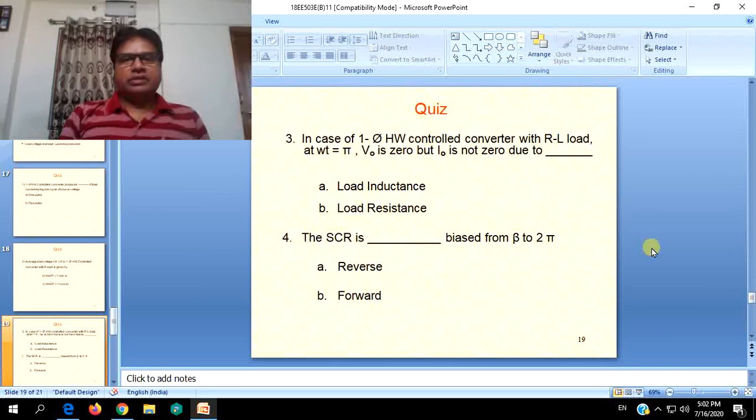In case of a single phase half wave controlled converter with RL load, at omega t equal to pi, V0 is 0, but I0 is not 0 due to, obviously, it is straightforward, which you should never forget, this load inductance. Due to load inductance, V0 will be 0 at pi itself, but I0 will not become 0. The SCR is dash biased from beta to 2 pi in the above RL load case. Biased from beta, the extinction angle, to 2 pi, obviously it is reverse biased.